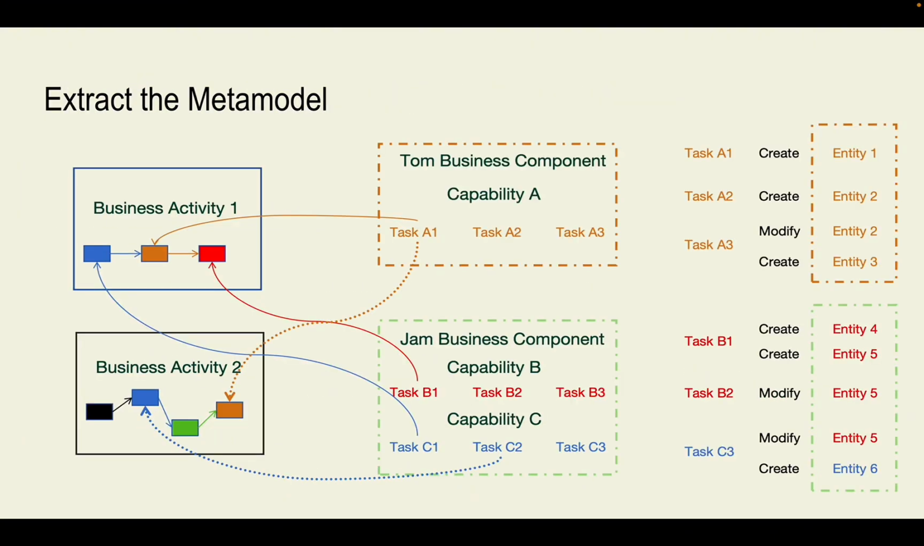So, we can say that a business activity is made up of several tasks. These tasks belong to different business components and relate to different capabilities. Each task creates or modifies one or more entities.